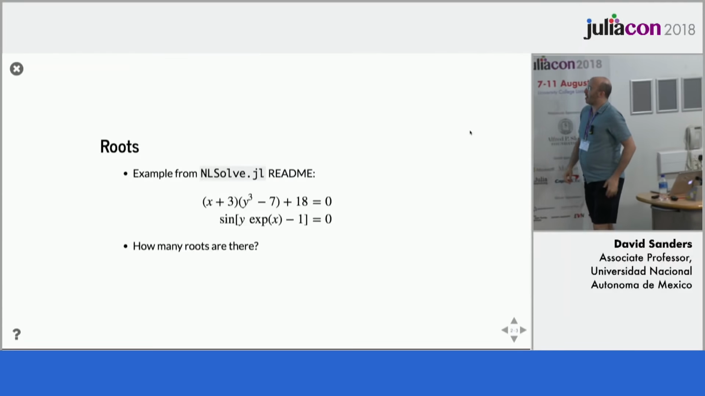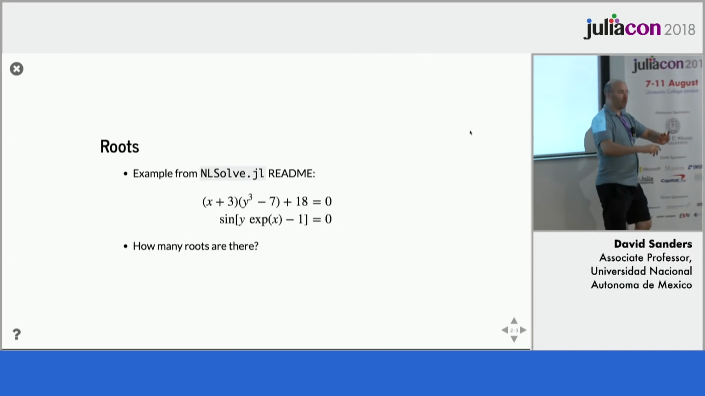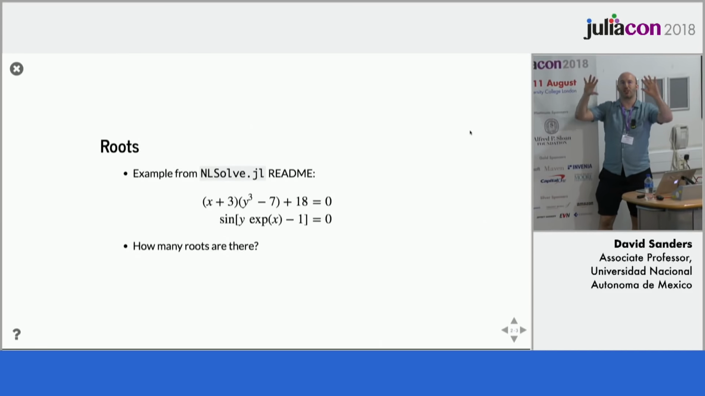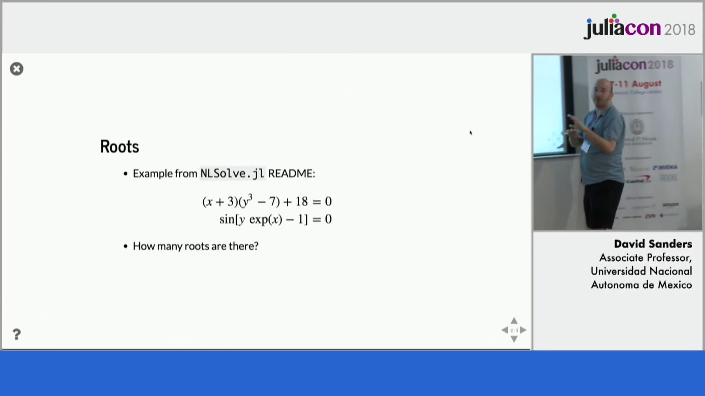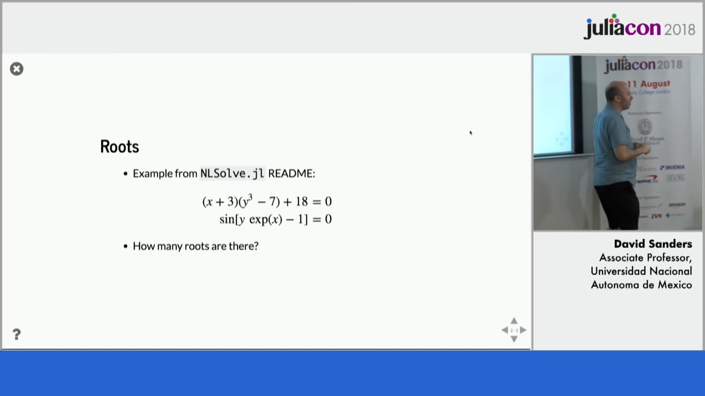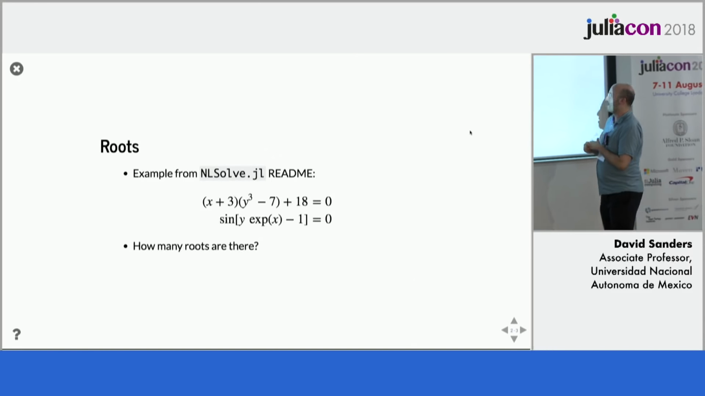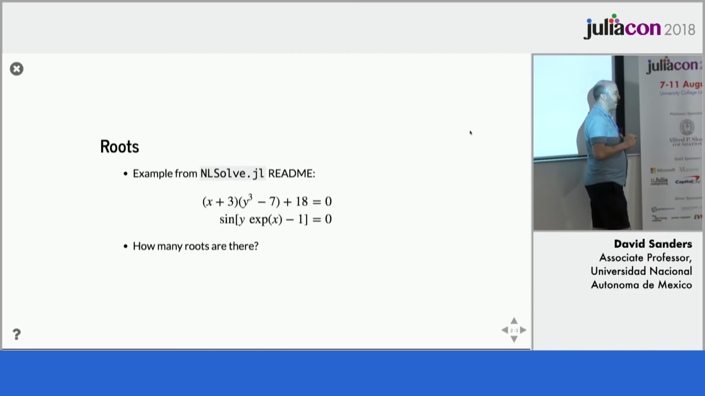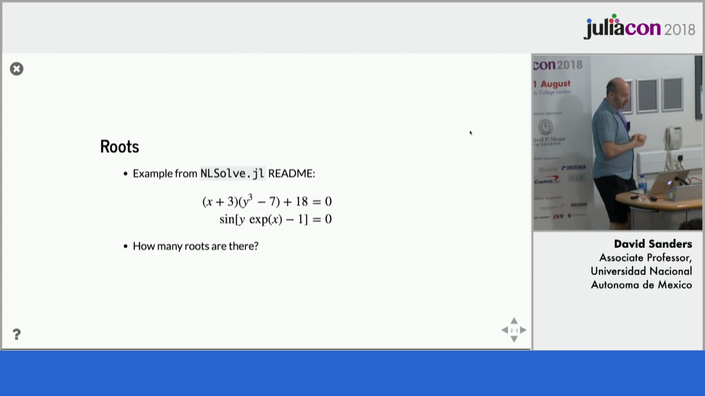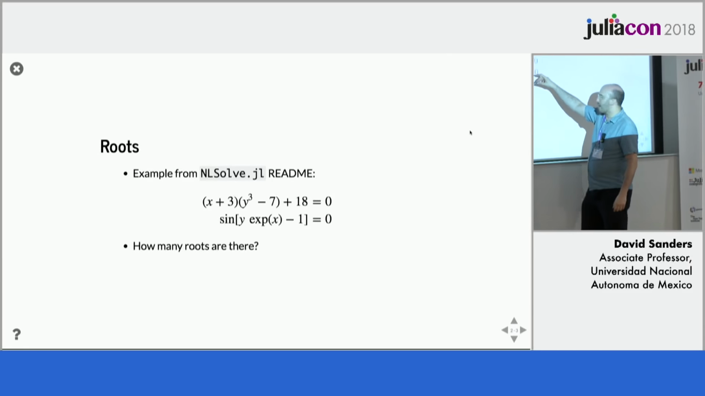Okay, so that was constraint satisfaction. What is the shape of the feasible set? Now let's move to finding roots of equations. There's a great package called NLsolve.jl that has a pure Julia root finder for n-dimensional systems of nonlinear equations. Here's an example from their README.